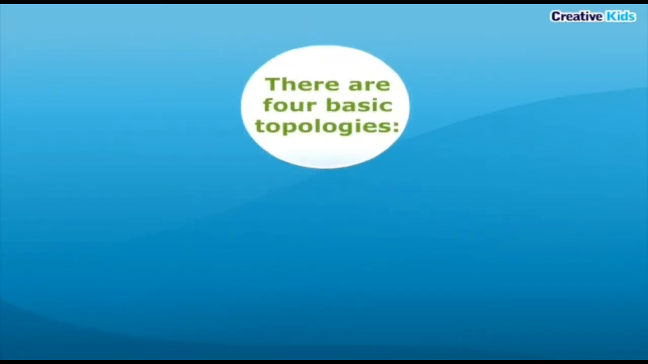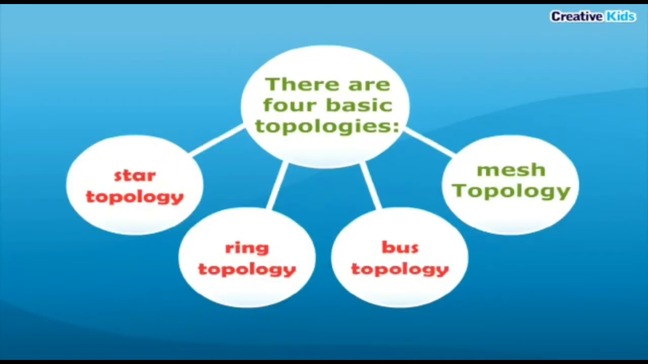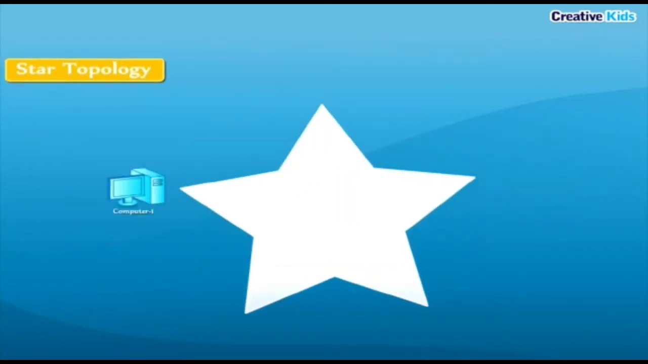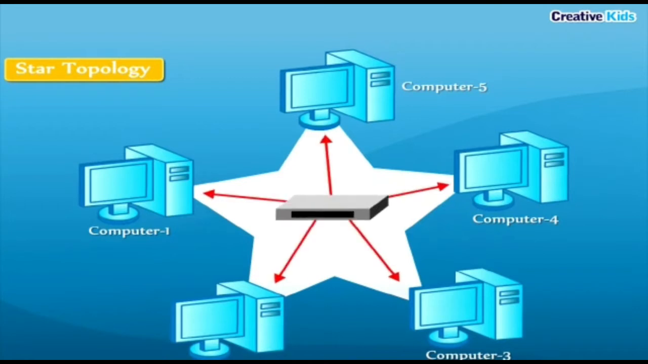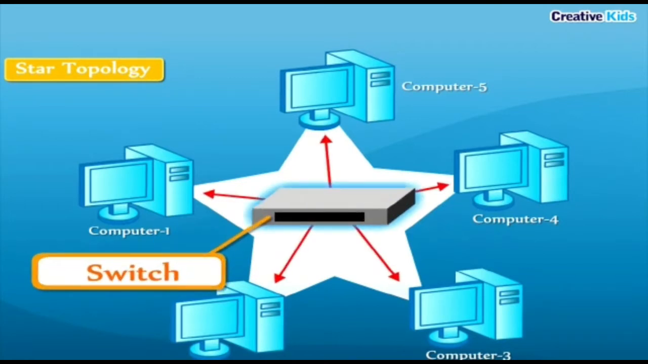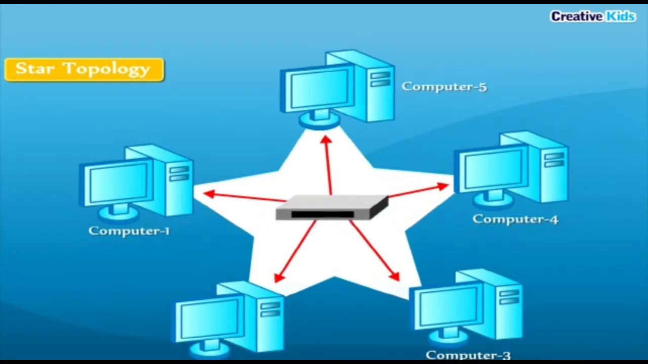There are 4 basic topologies: star topology, ring topology, bus topology, mesh topology. Star topology. In a star topology, all the nodes are connected to a central system called a switch, which forwards data towards its final destination. The switch controls the communication on the network.